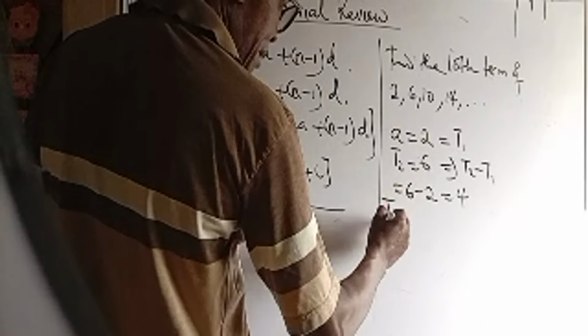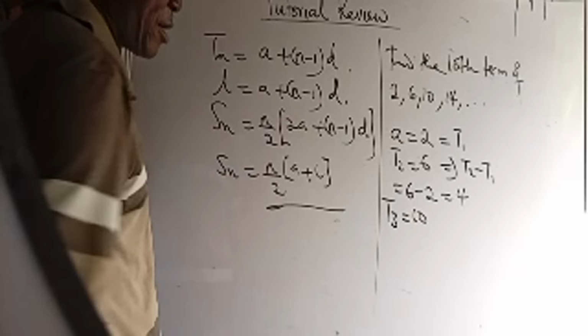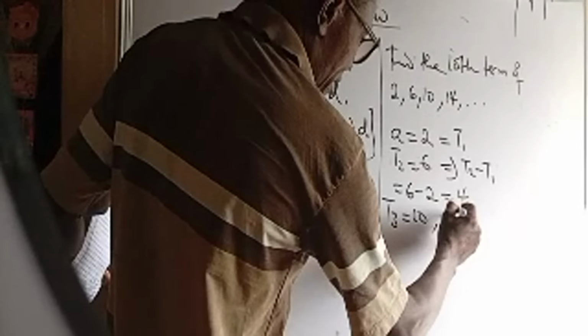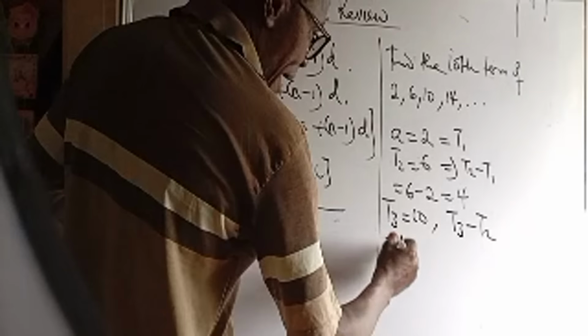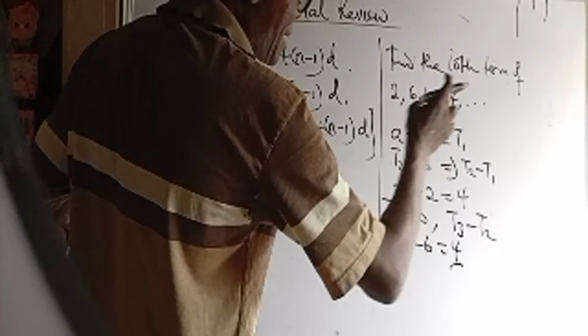What is T3? T3 is 10. Is it true that 4 is the common difference? Let's check. To get the difference between 6 and 10, T3 minus T2, that was 10 minus 6, which gives 4. So when you subtract this from this, it is 4.